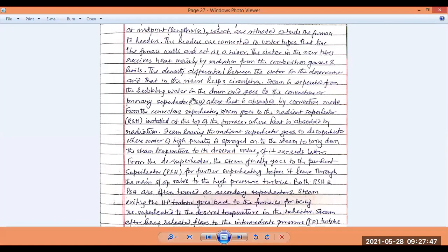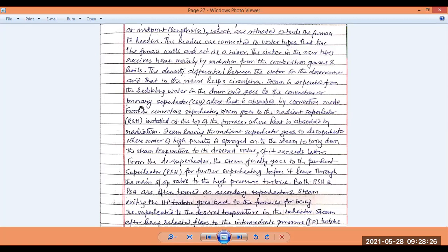Steam is now separated from the boiling water in the drum itself and goes to the convective or primary superheater. So for the natural circulation boiler system, there is a drum which contains water at the bottom and a water vapor and steam mixture at the top side of the drum, from where it is sent to the superheater itself. There are two portions of the superheater.